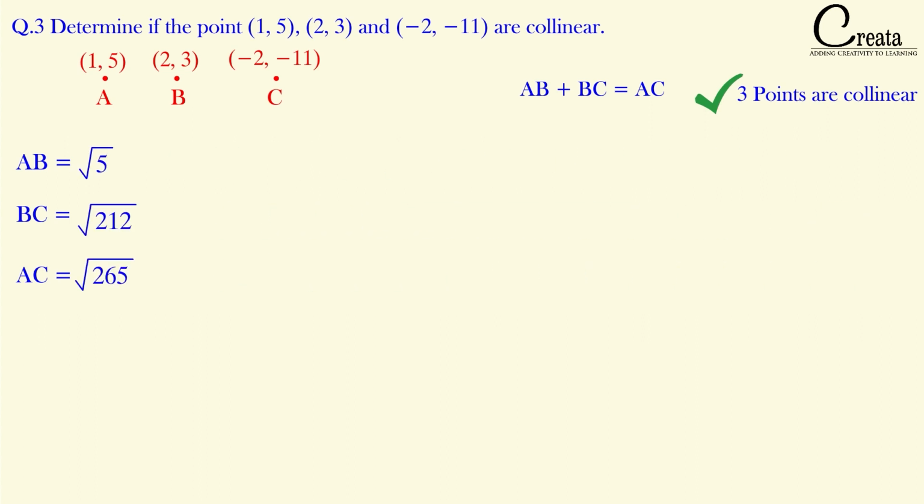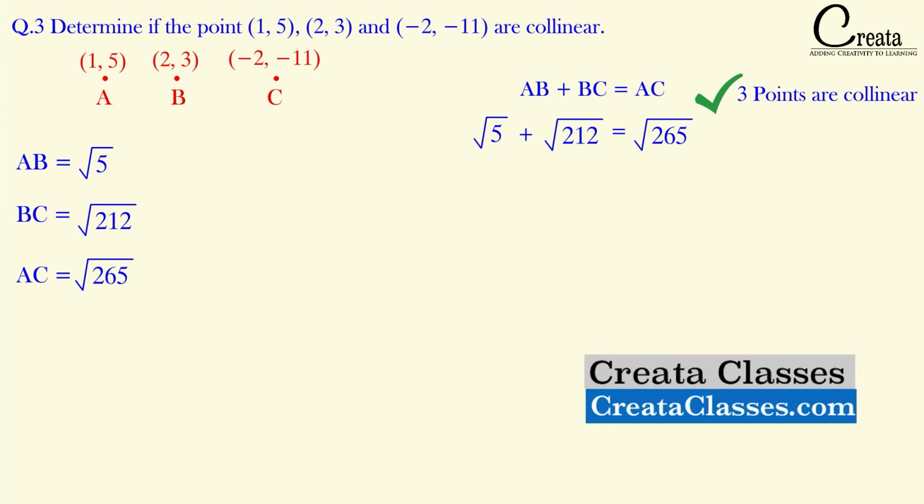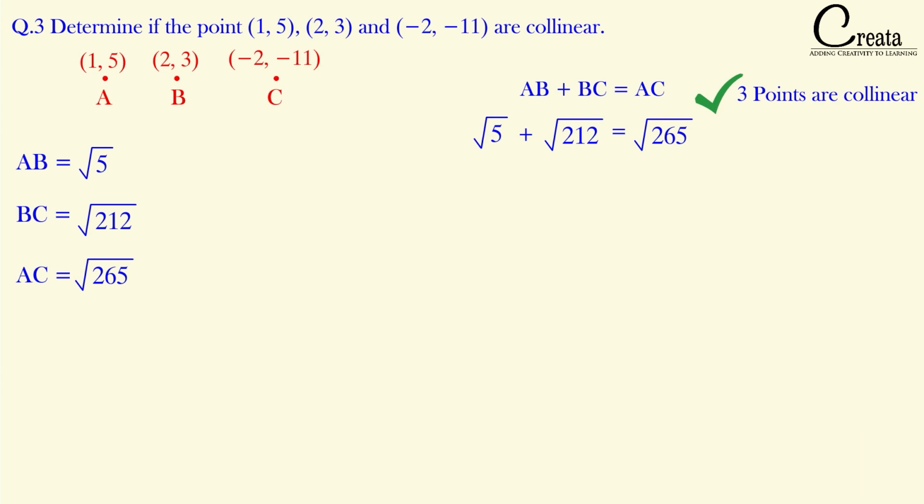So now let's check whether AB plus BC is equal to AC or not. By looking at the root terms, we are not able to exactly find out whether these two terms are equal to AC or not. Let's try to open the roots. In the exam, the calculator will not be allowed, so let's try to use some trick. We know 14 square is equal to 196 and 15 square is equal to 225. So root 212 will come between 14 and 15. It is basically 14.56, but you can assume that it is 14.5.